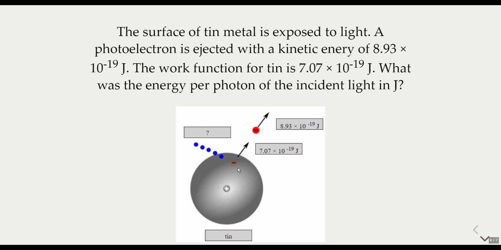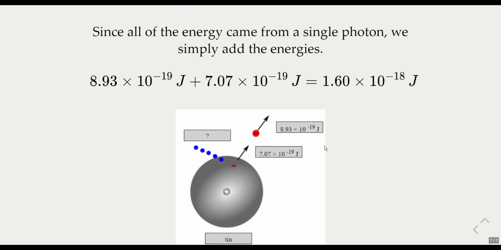And we should say there's different electrons in tin. This is a particular electron that requires this much energy. What was the energy of the photon that came in to make this happen? You say, well, I must have delivered enough energy to have both of this distribution of energy take place. 7.07 plus 8.93 is roughly 16, or is 16 times 10 to the minus 19, or if we put it in scientific notation, 1.6 times 10 to the minus 18 joules.